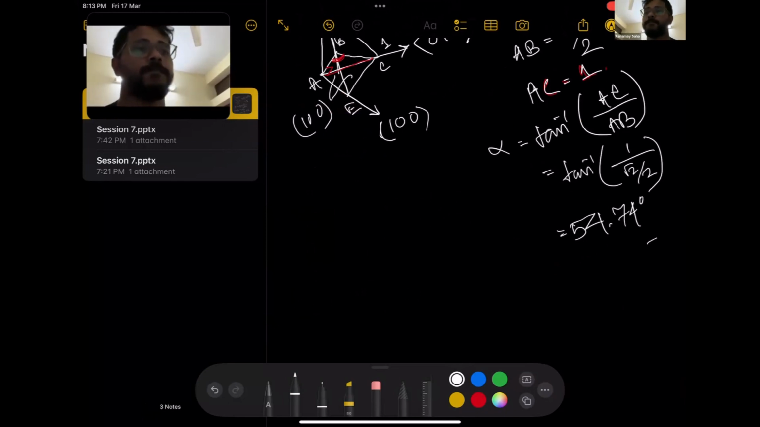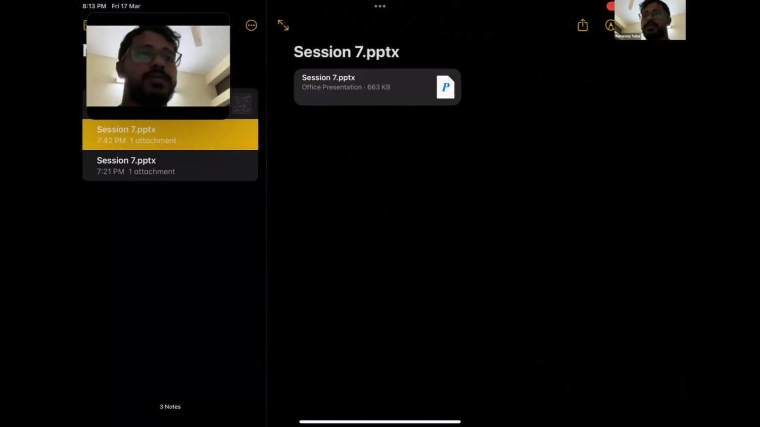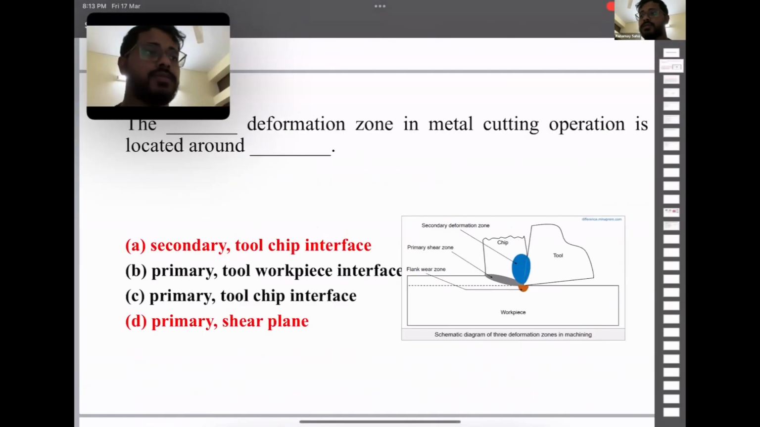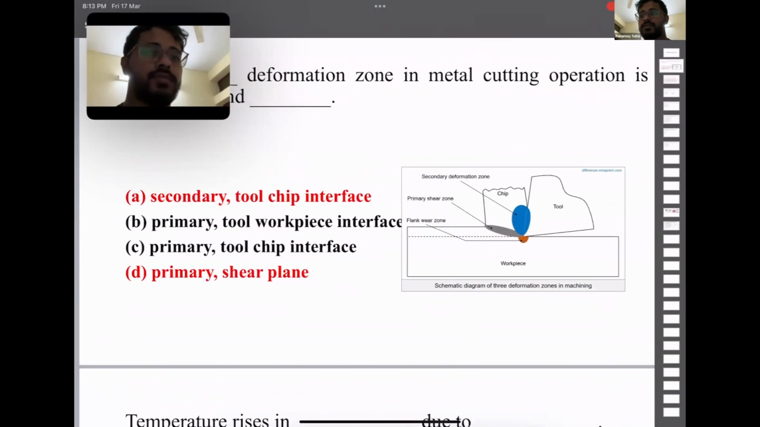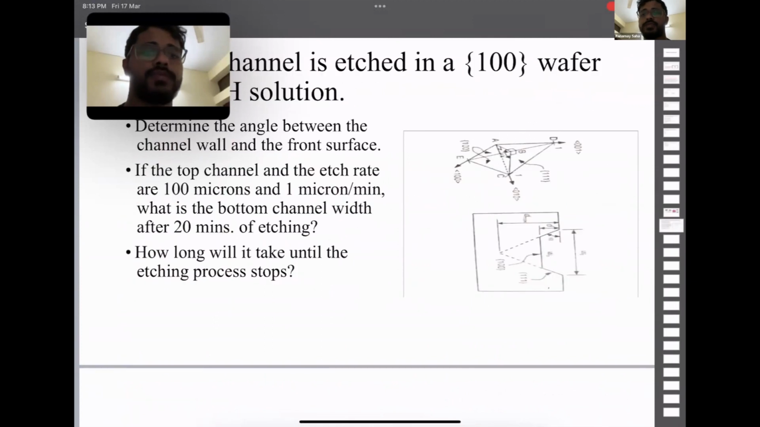54.74 degrees. So this answers your first question. The second question says: the top channel is 100 microns and the etch rate is 1 micron per minute. Then what is the bottom channel width after 20 minutes of etching?